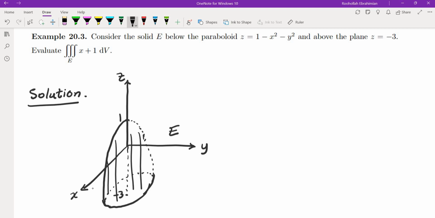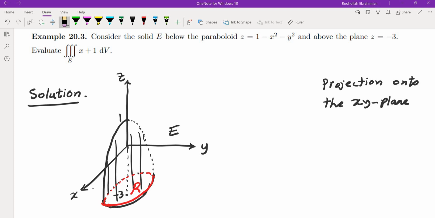Okay, what we're trying to do is evaluate this triple integral. So again, we need two things. We need the graph of the surface and the solid, and we also need the projection onto the xy plane. So what is the projection onto the xy plane? Well, we'll have to look at the widest part of the solid. The widest part is in fact the bottom. So this is the projection onto the xy plane, which I usually denote by R.